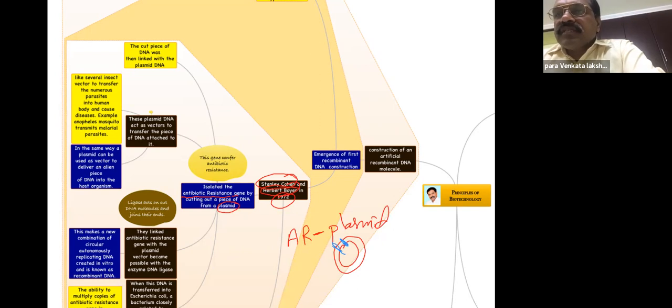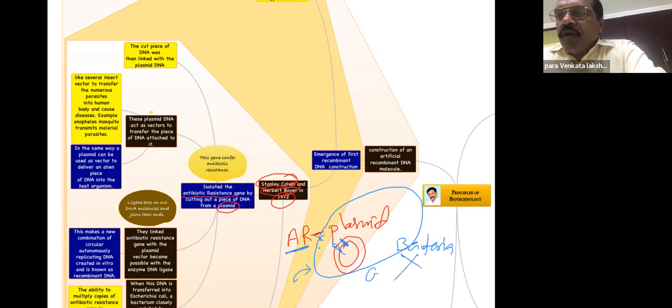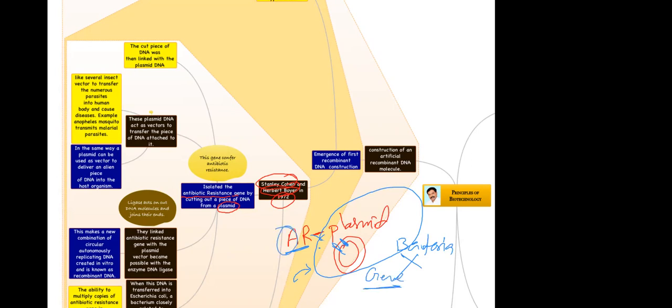And where is the location of this plasmid? This plasmid is seen in the case of bacteria like this. Suppose the antibiotic resistance gene is present in this plasmid in this bacteria, so what will happen to this bacteria? Even if you give this antibiotic, this bacteria will not die, because this plasmid is having a gene which is not yielding to this antibiotic. That is what is the antibiotic resistance gene.